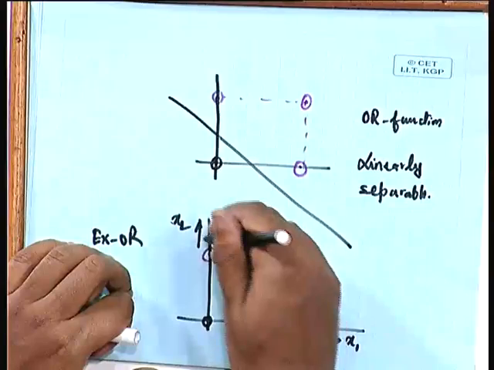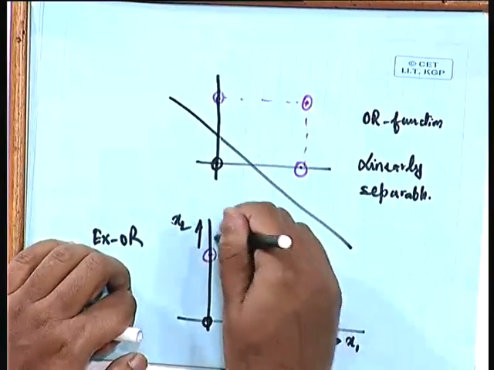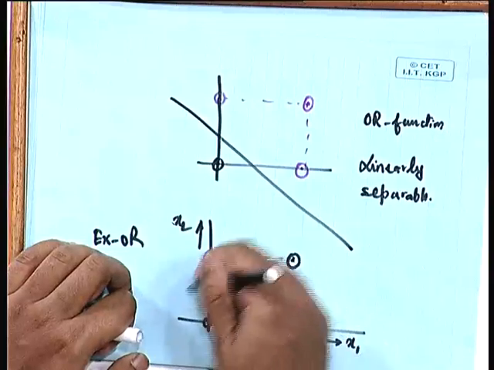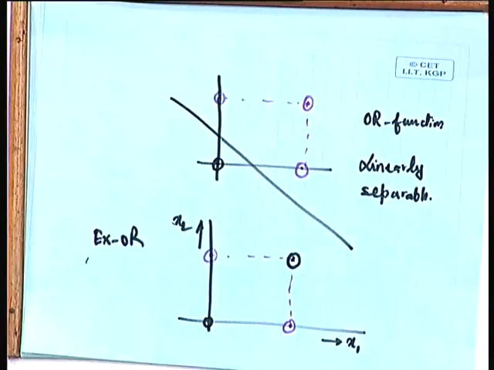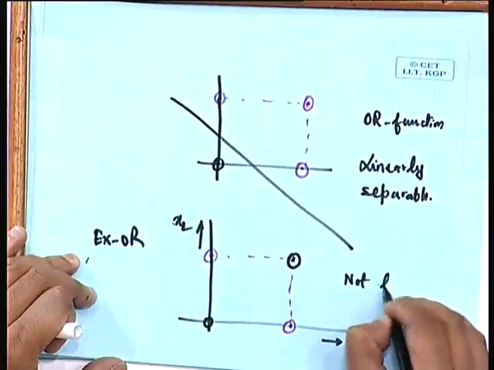Why? You can't pass a straight line that distinguishes the 1 patterns from the 0 patterns. I can try to think of any number of straight lines, not this one, not this one, not this one. None of the straight lines would be able to clearly distinguish, I mean, one side of the line we will be having 0 patterns, one side of the line 1 patterns, it is never possible. So, XOR problem is not linearly separable.